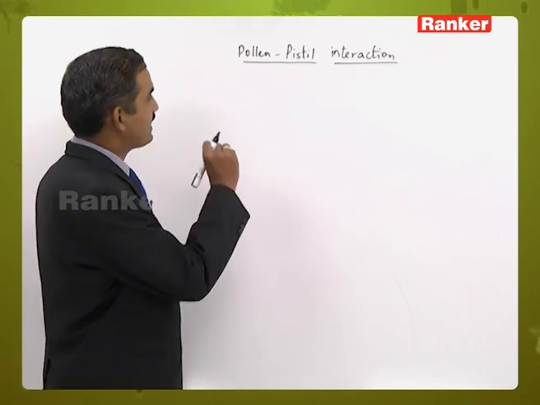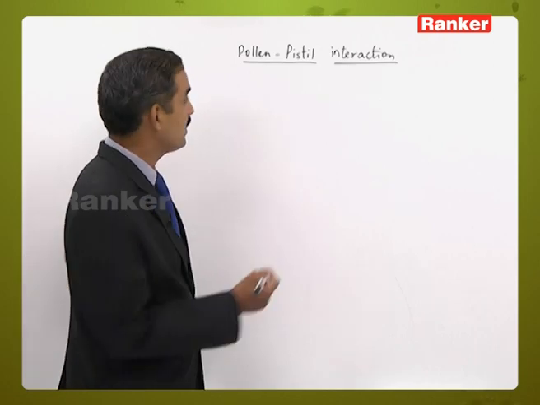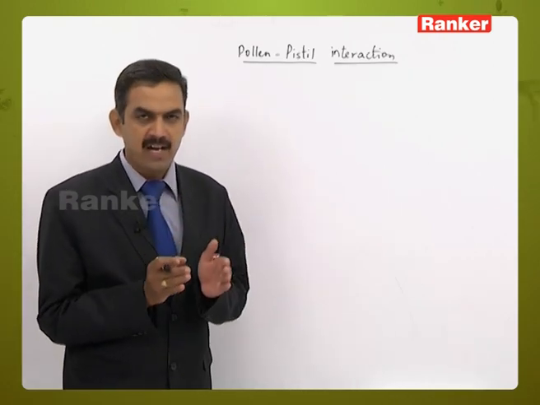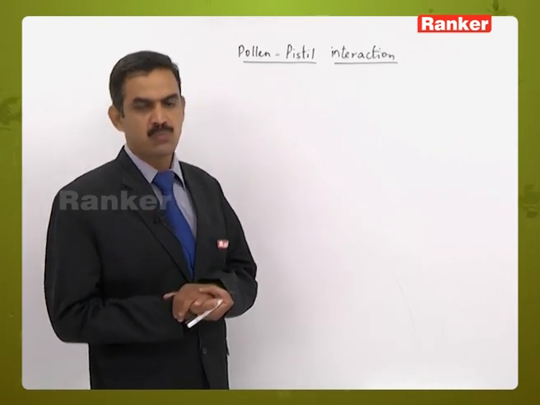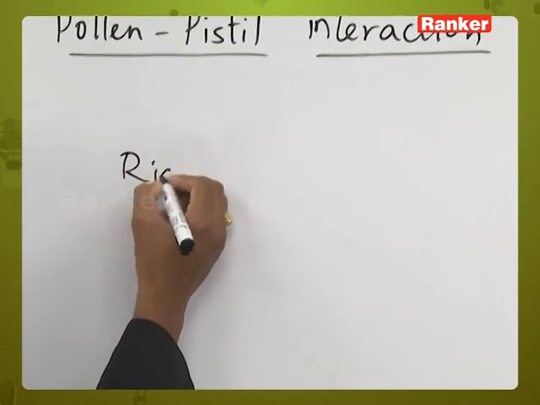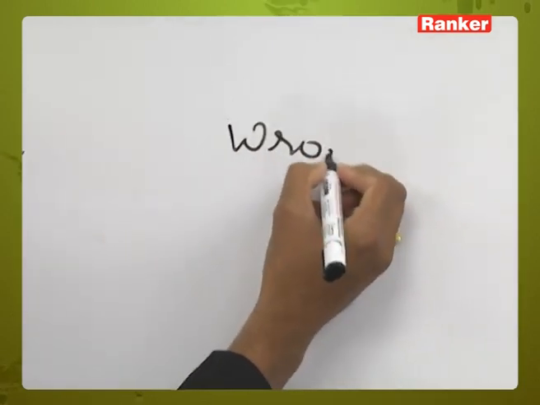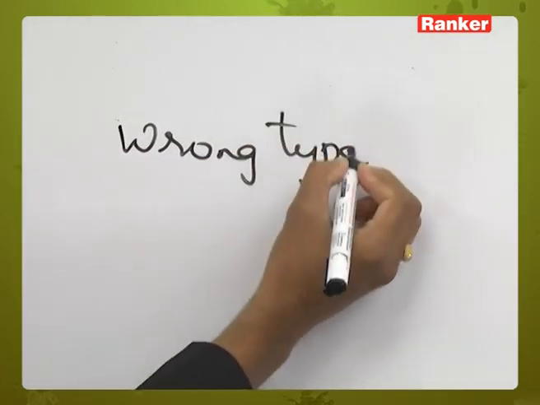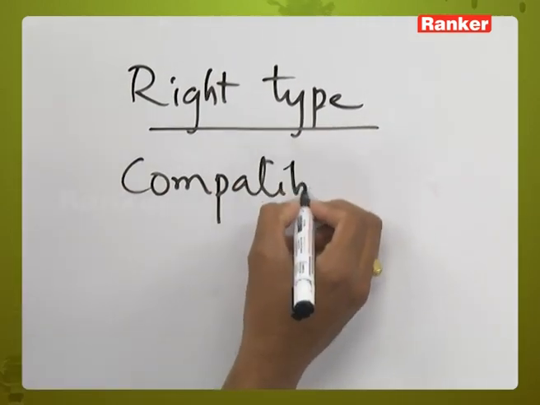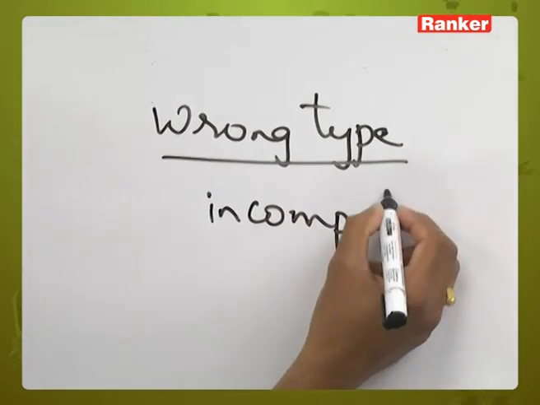So, what happens during this pollen-pistil interaction is that when the pollen grain is transferred to the stigma, it will identify whether the pollen transferred to it is of the right type or the wrong type. So, what do we mean by the right type of pollen grain and the wrong type of pollen grain? The right type is called compatible, whereas the wrong type we consider incompatible.